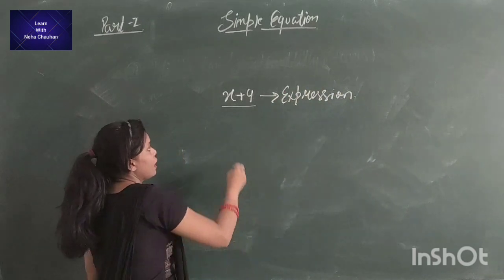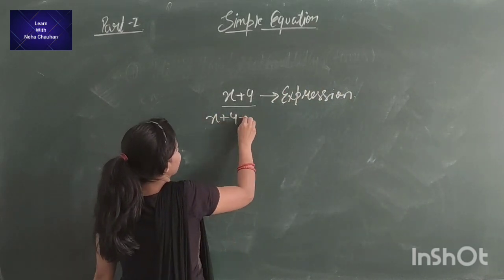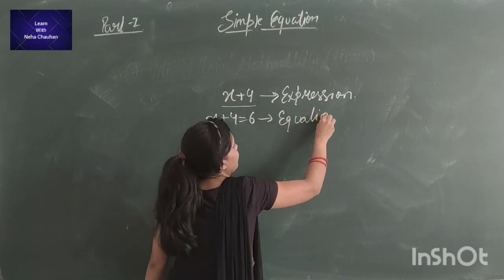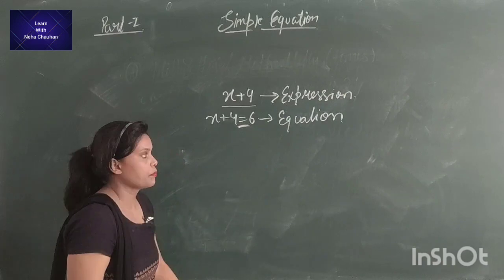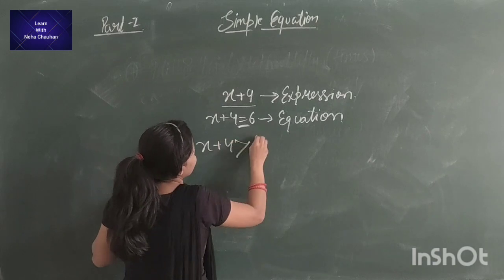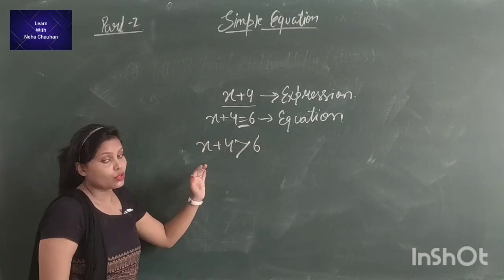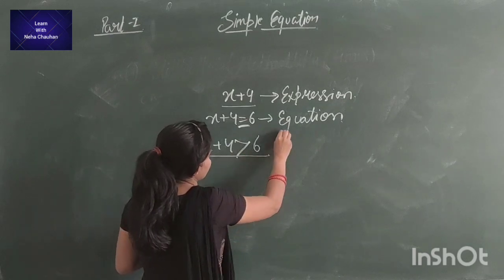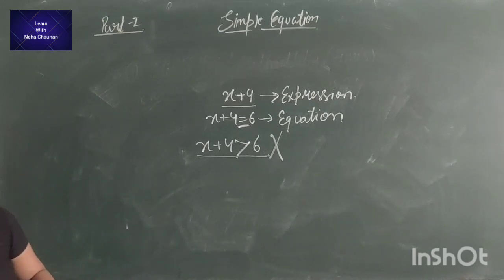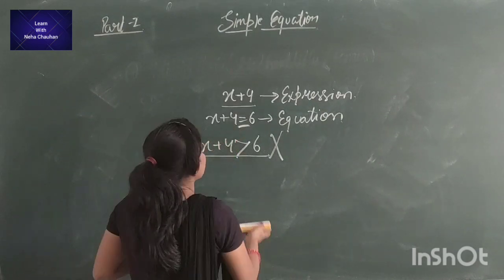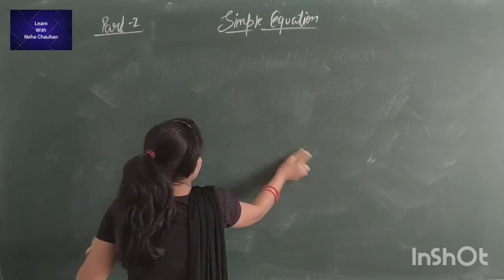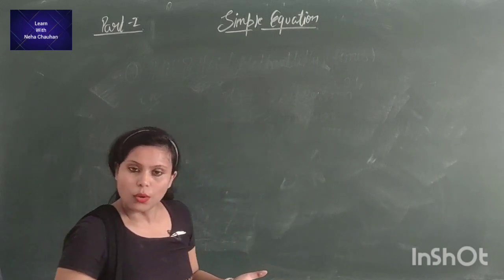Right? If I write x plus 4 is equal to 6, this is an equation. Why? Because it consists of an equal to sign. Now if I write x plus 4 is greater than 6, is it an equation? No, this is not an equation because it doesn't consist of an equal to sign. So from here we get to know that the equals to sign is very important for any equation. An equation is only an expression which has an equals to sign, right?